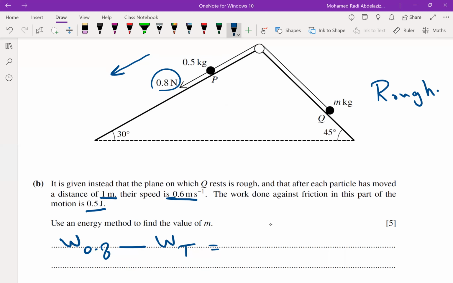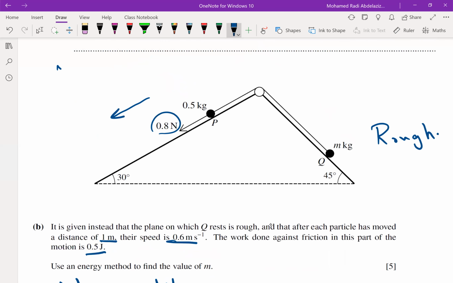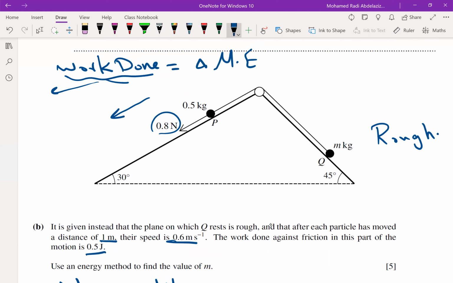The net work done is equal to the change in mechanical energy. The work done, we split into the work done by the force 0.8 minus the work done by tension. And the change in mechanical energy, we will split into two parts: a change in kinetic energy and a change in potential energy.